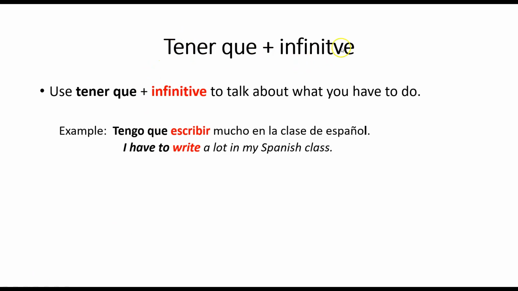Tener que plus infinitives, right? Use tener que plus an infinitive to talk about what you have to do. So if I tell you, tengo que escribir mucho en la clase de español, I have to write a lot in my Spanish class. Tengo que, I have to, right? If it was tenemos que, we have to.